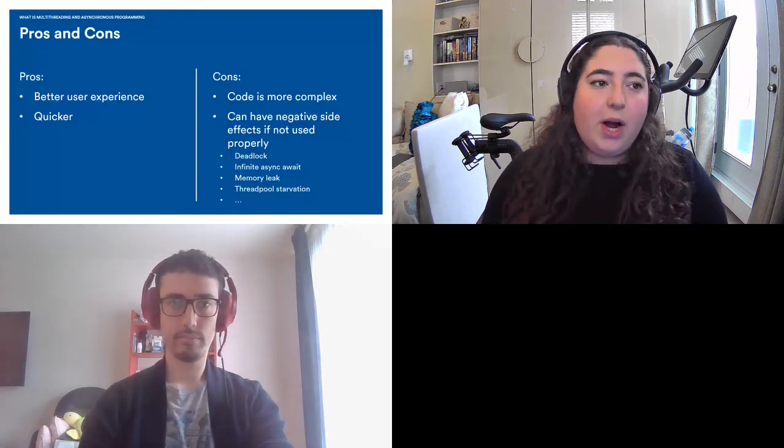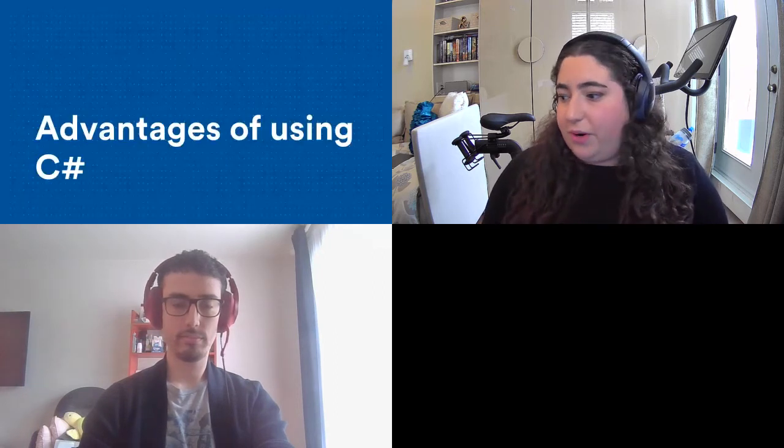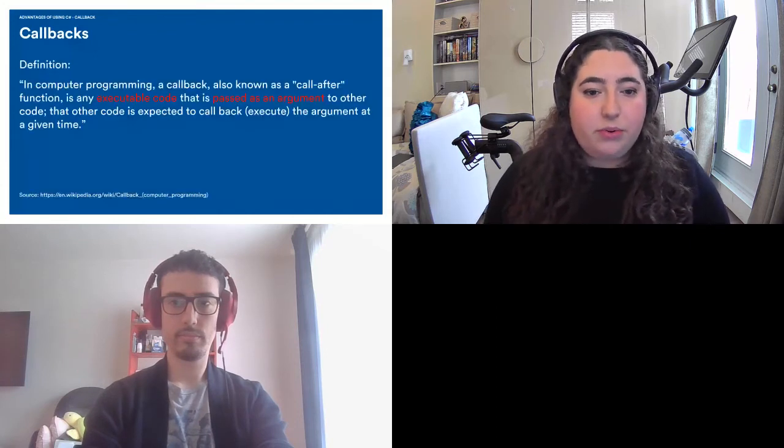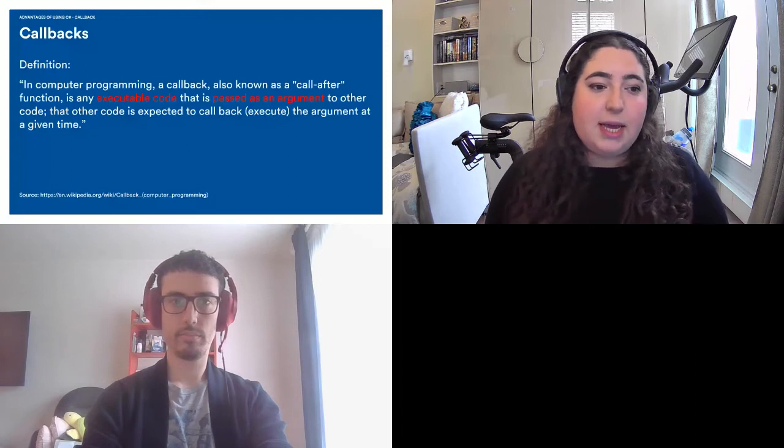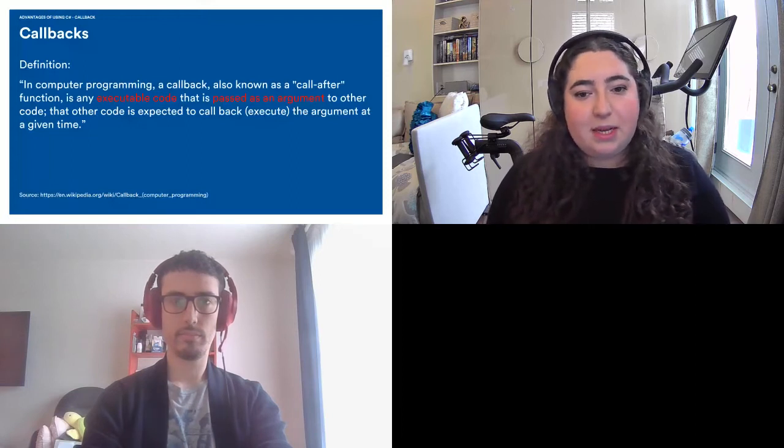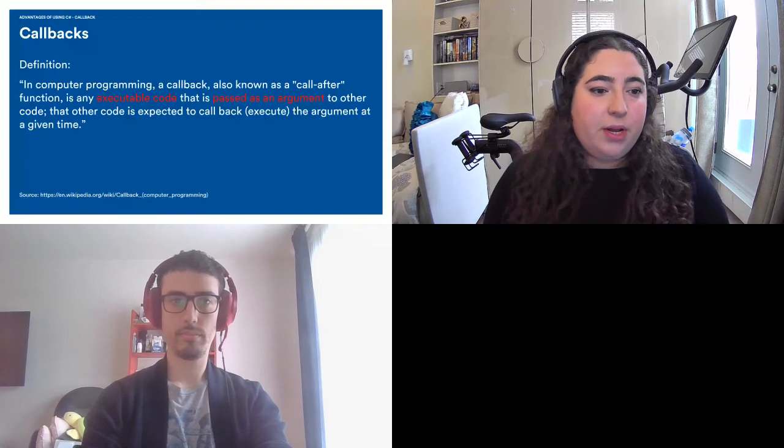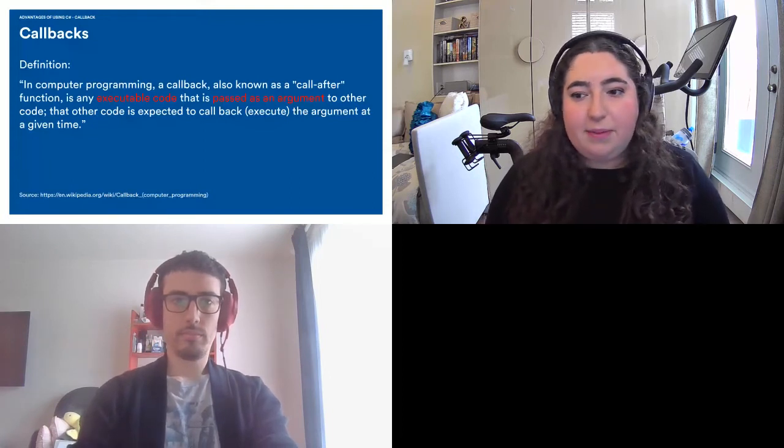So why should we use C# when coding? So we're going to go over a few definitions again, the first one being callbacks. In computer programming, a callback, also known as a call after function, is any executable code that is passed as an argument to other code. That other code is expected to call back the argument at a given time.